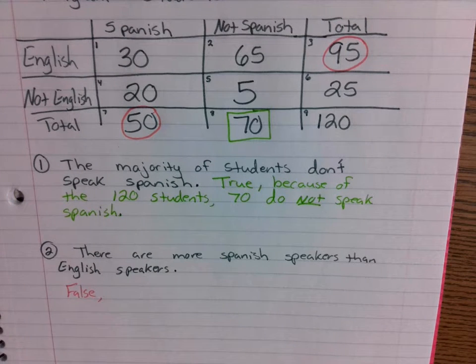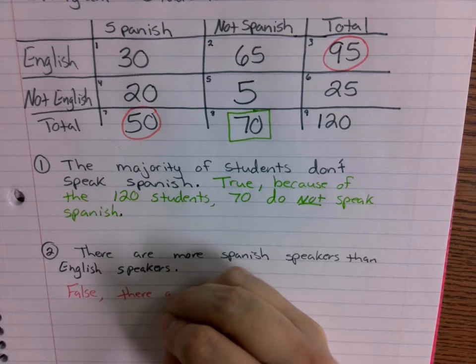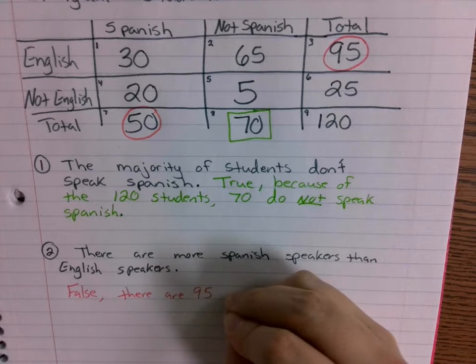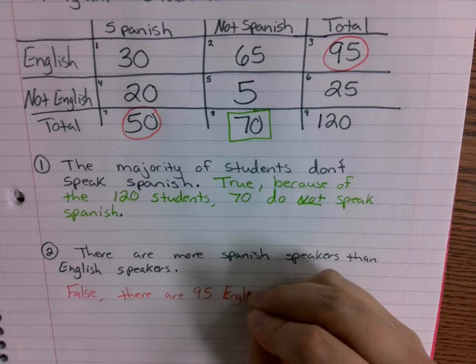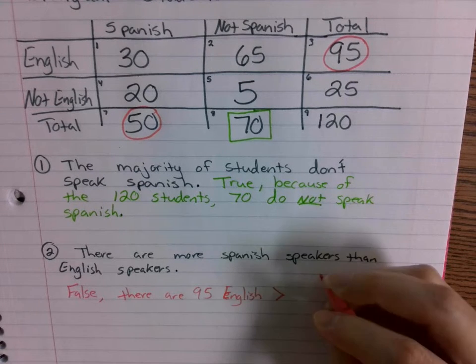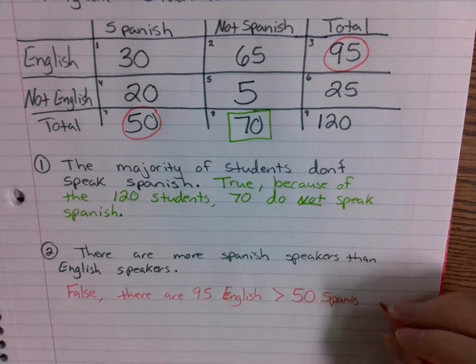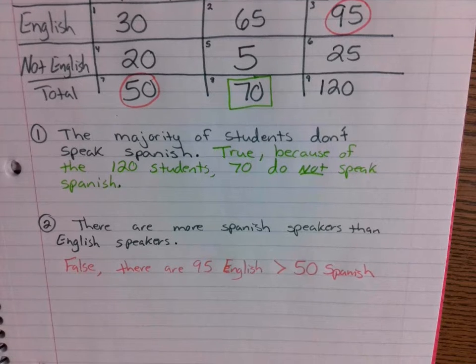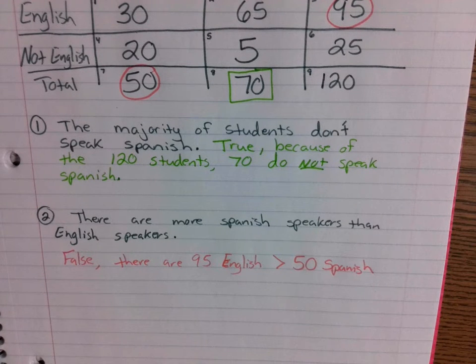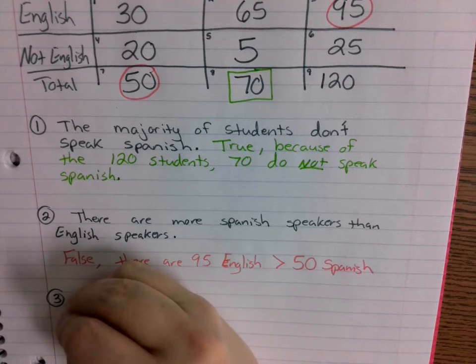So let's write that down. There are 95 English, which is greater than the 50 Spanish. Okay, 95 English speakers, which is larger than the 50 Spanish speakers. All right, let's try another one.